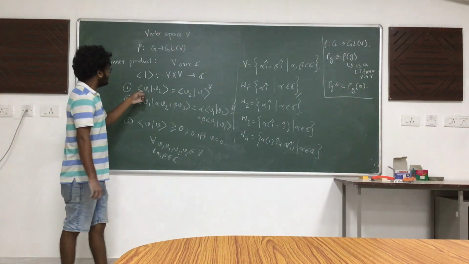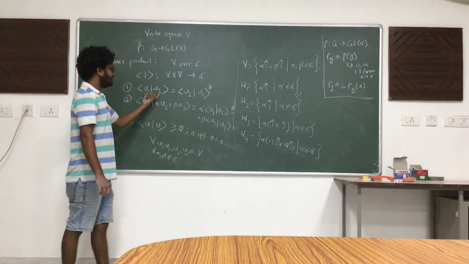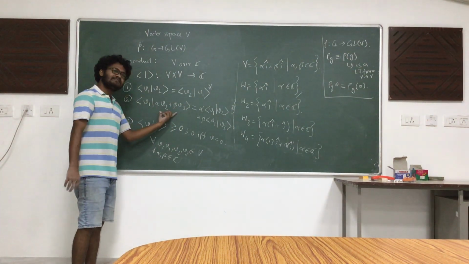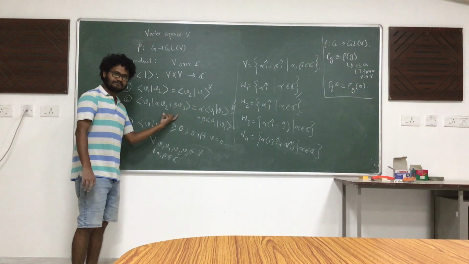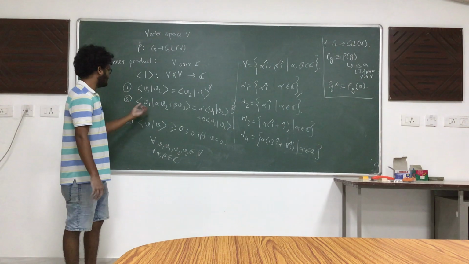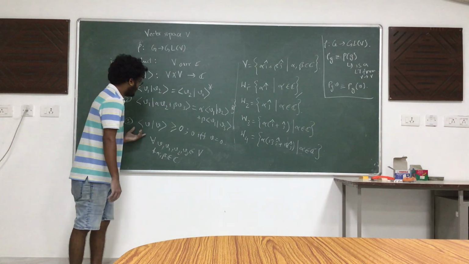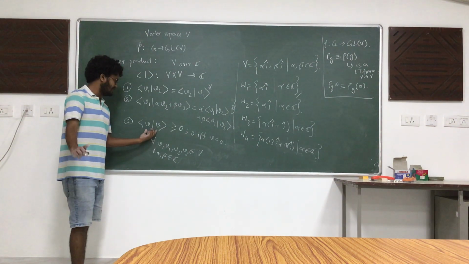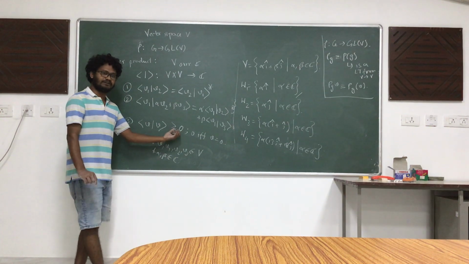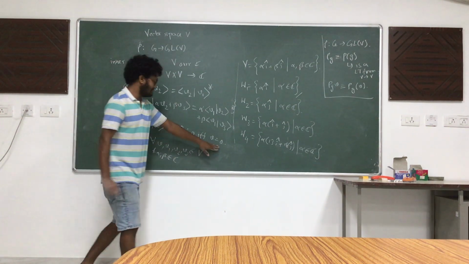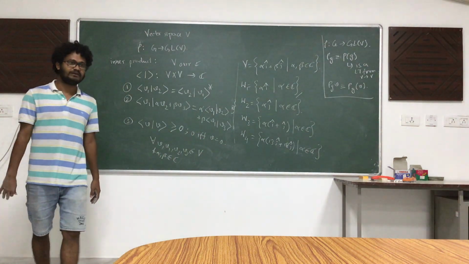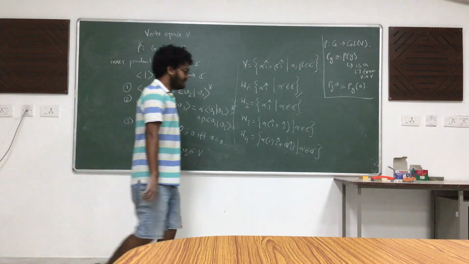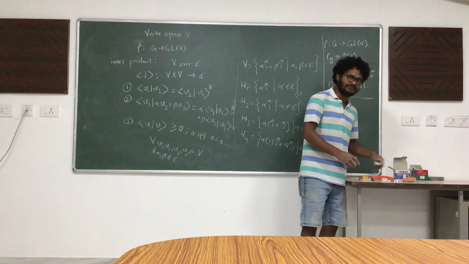What are the properties? One is that the inner product of v1, v2 should be equal to the complex conjugate of the inner product of v2, v1, and it is linear in the second argument. In physics, but in mathematics it's the other way around, linear in the first argument. And third is that the inner product of a vector v with itself should always be greater than or equal to 0, and it is 0 only when v is 0. Other than that, it is always greater than 0. Then it is called an inner product. This part I think we are familiar with, right?